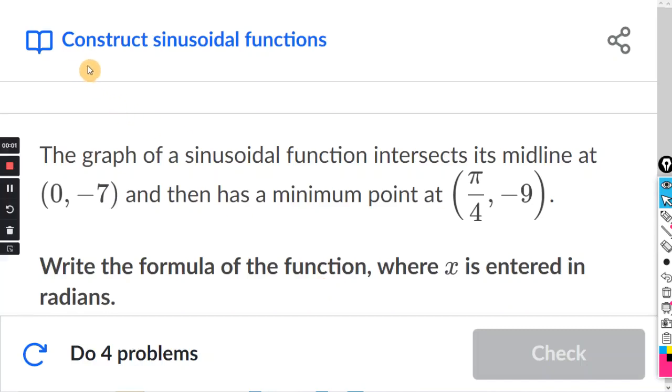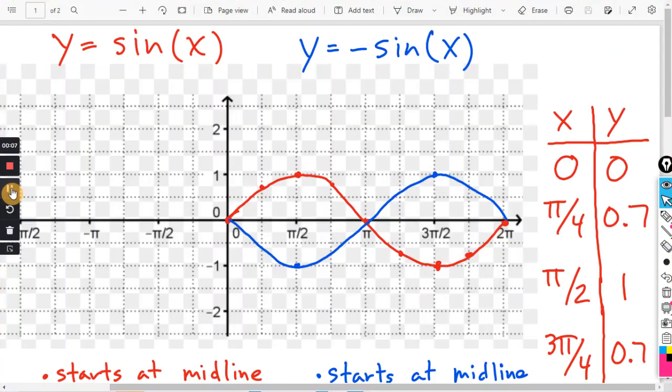This will be for the kind exercise, construct sinusoidal functions. Now, before doing this exercise, you need to be familiar with the basic sine and cosine functions. Okay, I have another video on this.